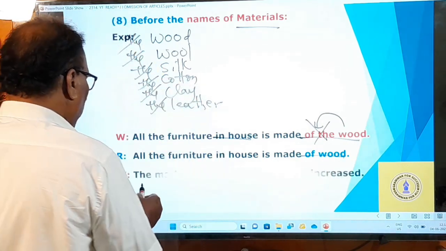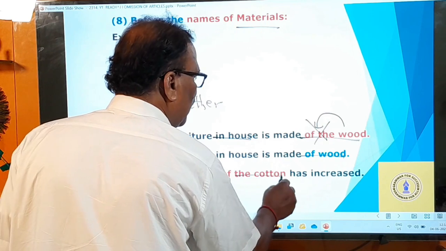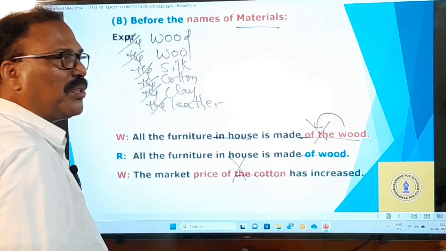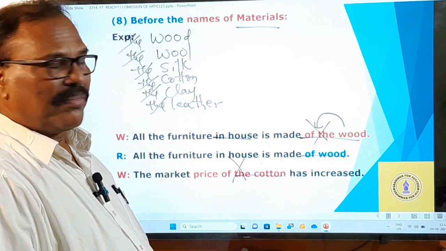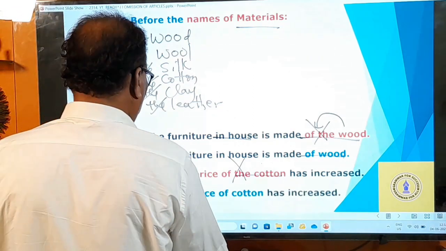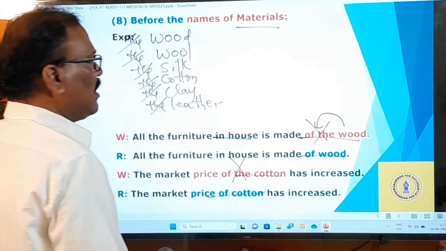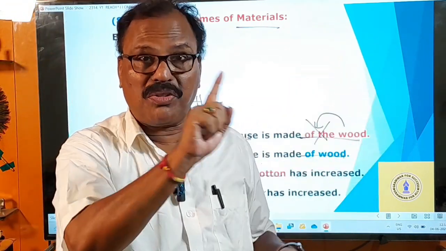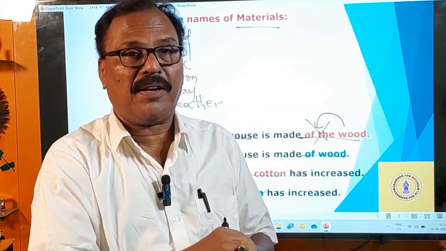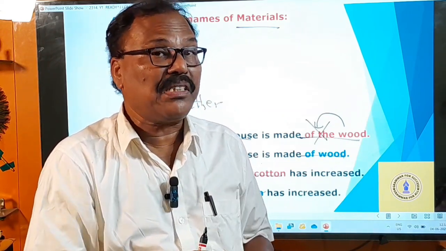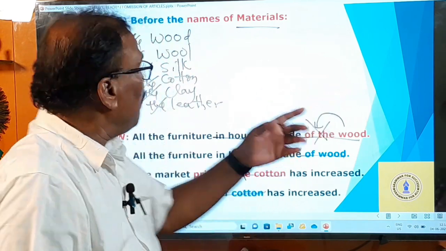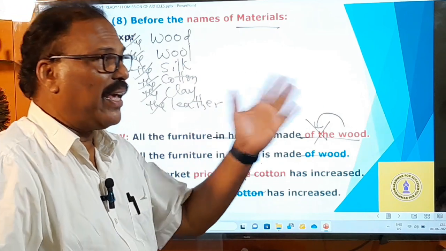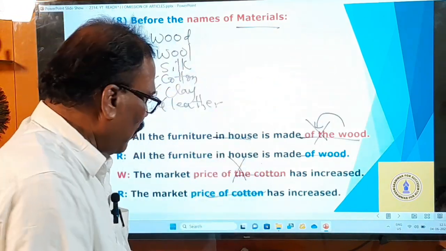And then comes, the market price of the cotton has increased. See, cotton is a material. Before that, we should not use any article. So what should we do, sir? The market price of cotton has increased. So in this way, before the names of materials, we should not use any article. But one important note is there. Before the names of things made of these materials, you can use either a, an, or the. That point we are going to learn now.